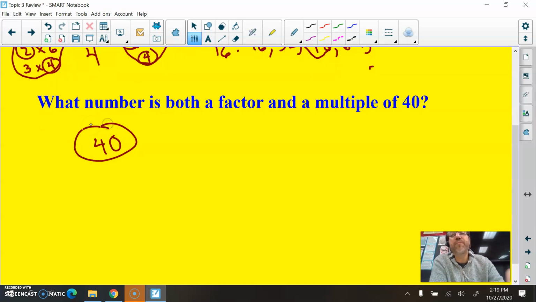Well, that would be 40, because 40 is a factor of 40. It goes into 40, but it's also a multiple of 40, because if you multiplied 40 times 1, you'd get 40. So if you want to know what number is both a factor and a multiple of a number, what's going to be that number itself?